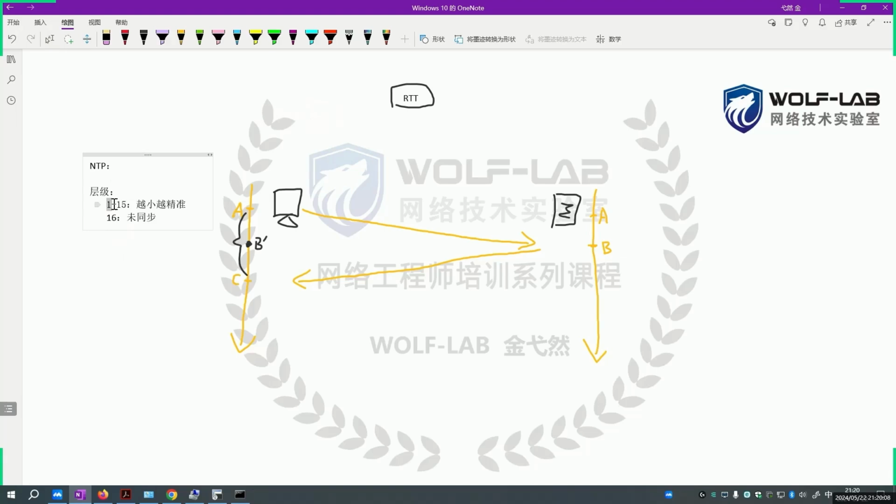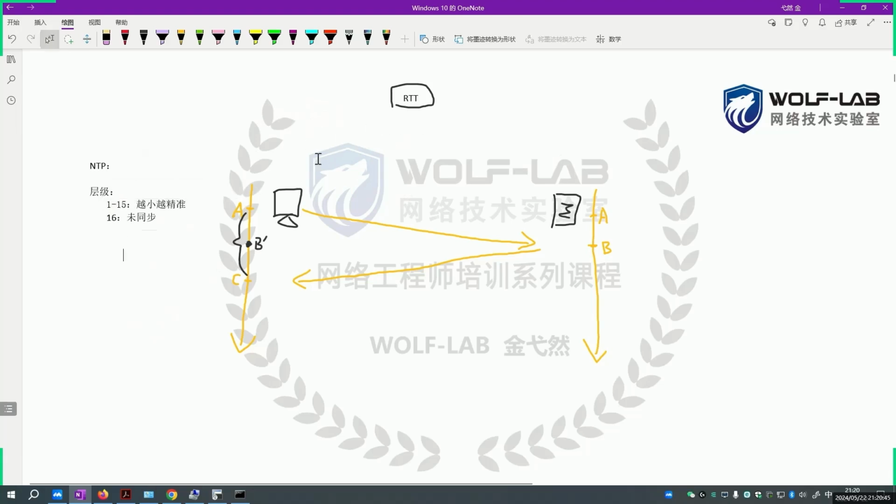NTP time hierarchy level 1 refers to the cesium atomic clocks at the Greenwich Observatory. That kind is level 1. Satellites are level 2. Then just think about it. If you establish your own network and set up an NTP server, then you set this clock to level 1. Here, if you point to multiple NTP servers, the one with the lowest stratum level has the priority. That's usually how it works.